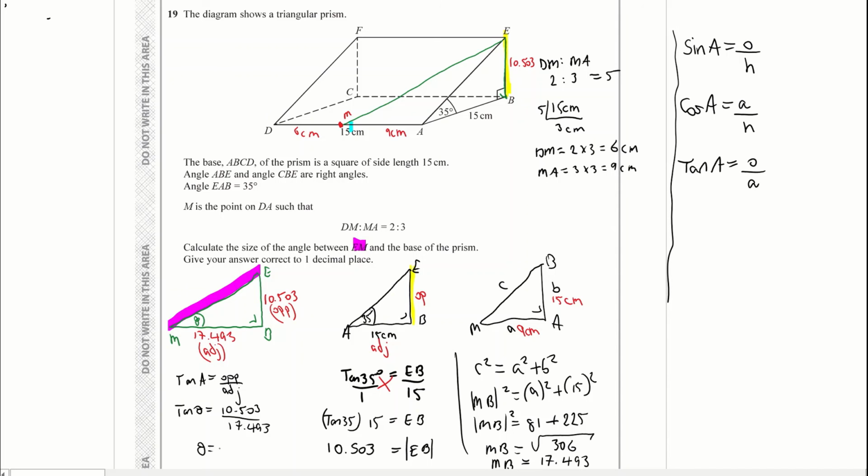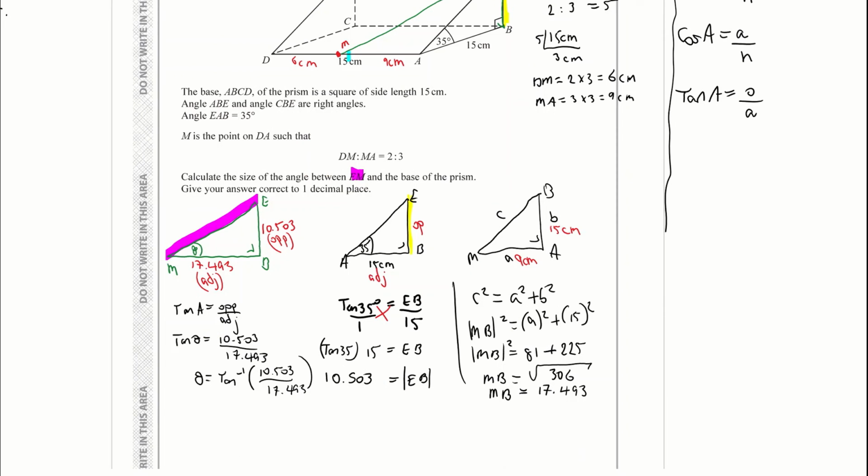To get theta on its own, I'm using the tan inverse of 10.503 divided by 17.493. Now again, you didn't always have to work the decimals, you could have kept them in their original form. And when I go to the calculator and type in the tan inverse of that, I'm getting theta of 30.98 degrees. The question wants it correct to one decimal point. So what is our angle? We're looking for the size of the angle between EM and the base. So that's EMB. Let's just put that in here, which is going to be, to one decimal point, 31 whole degrees. So that's 31.0 degrees.